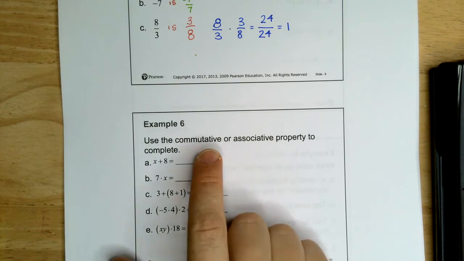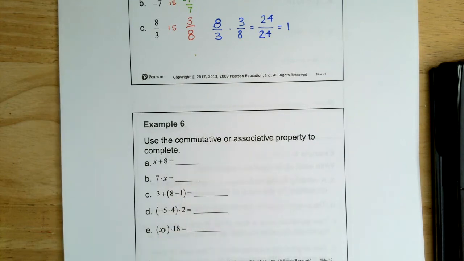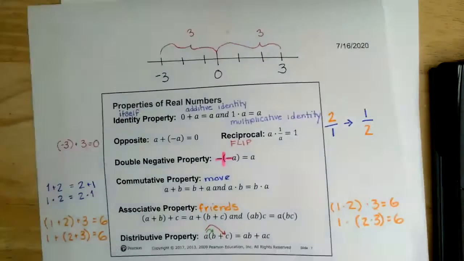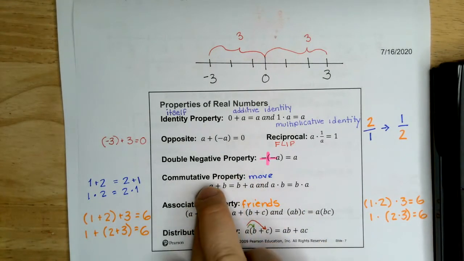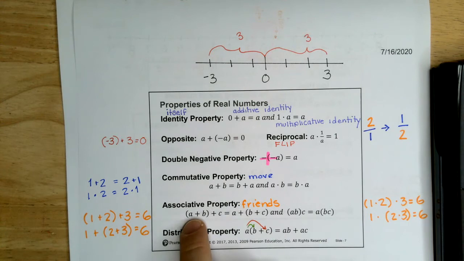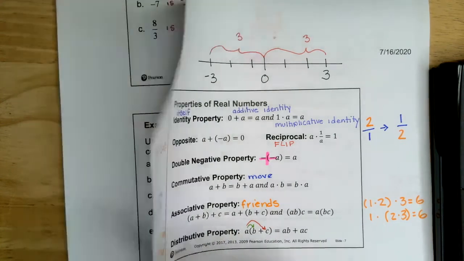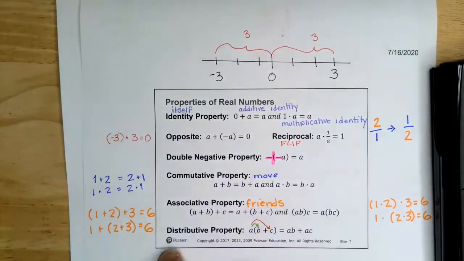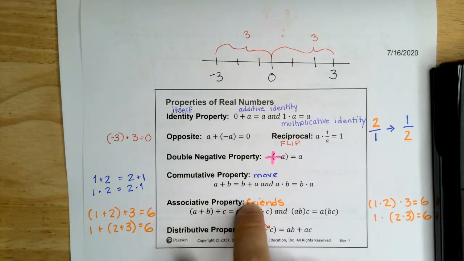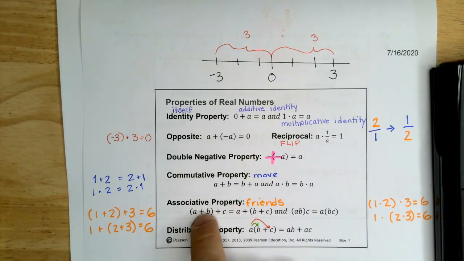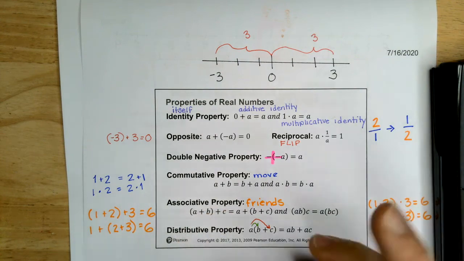Now use the commutative or associative property to complete. And remember, commute just means move. So we're going to move them around if there are only 2. If there are 3, we could do the associative property or the commutative, really. But it already has parentheses. So if you have parentheses, the associative property just says B should leave A and go to C.